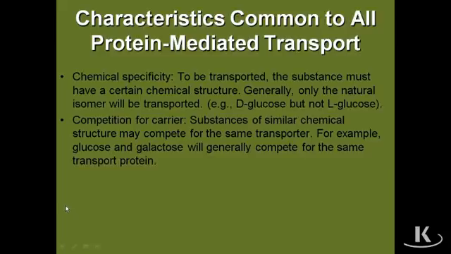Now, you should realize only the natural isomer is going to be transported by the protein. D-glucose is the natural isomer of glucose. L-glucose is the non-natural isomer. Now, Step 1 can make up any theoretical situation they want to. And you have to draw conclusions from this theoretical situation.